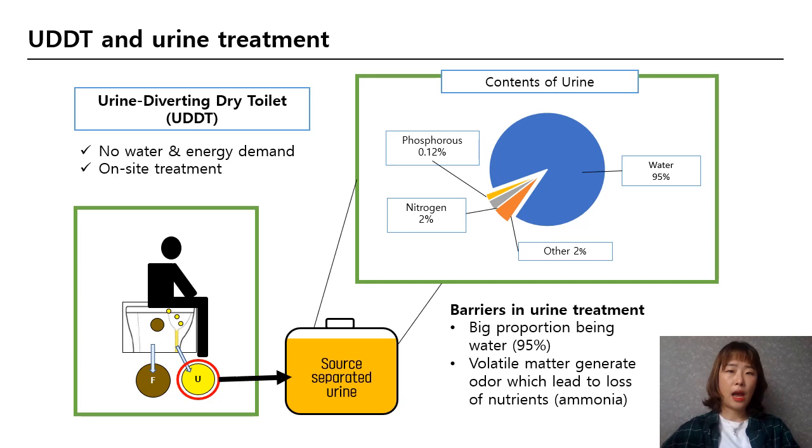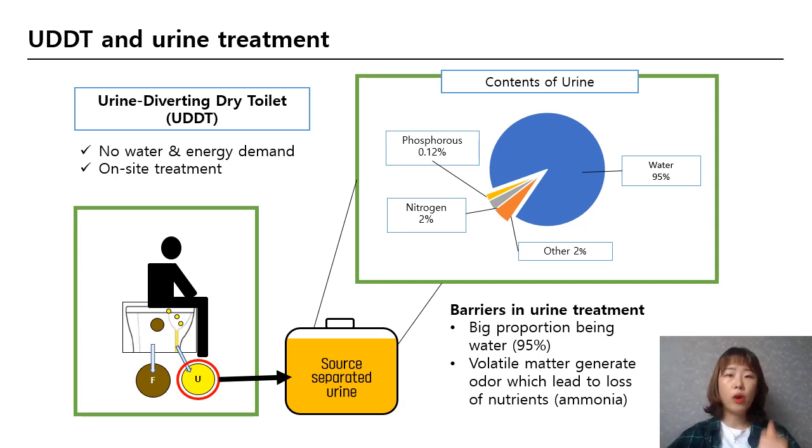As a solution, I would like to introduce the urine diverting dry toilet, in short, the UDDT system. This system is suitable for low-income countries because it operates without water or energy. Urine and feces are separated from the source. This can be used as a good fertilizer after treatment.